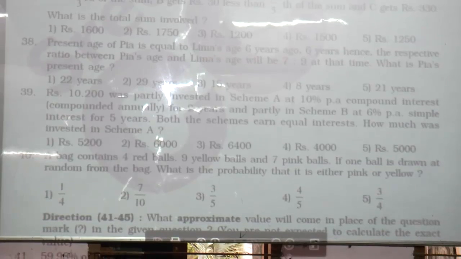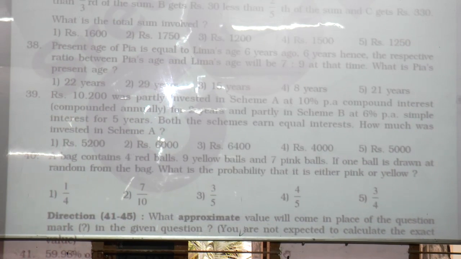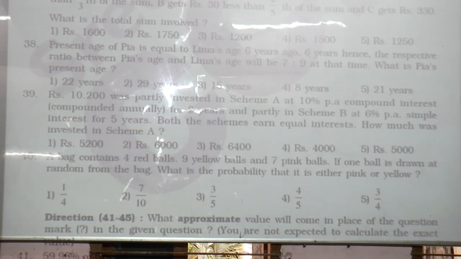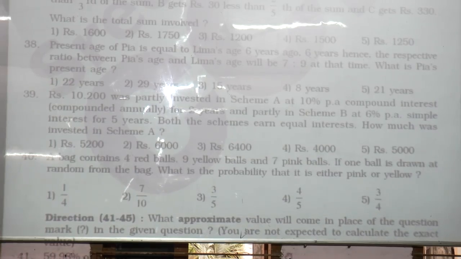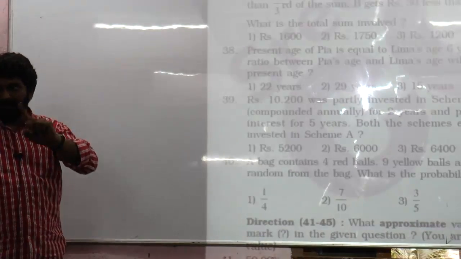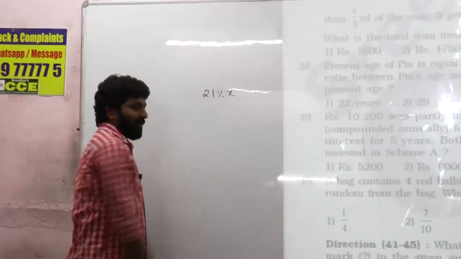Next, 39. 10,200 was partly invested in scheme A at 10% per annum compound interest, compounded annually for 2 years. So how much percent interest will you get for 2 years? First year you will get 10%, second year also 10% plus 10% of the first year interest, that is 1%, total 21%. So interest obtained on the first case is 21% of X.